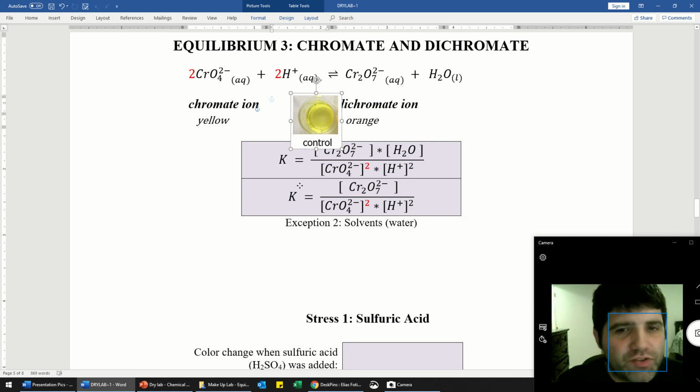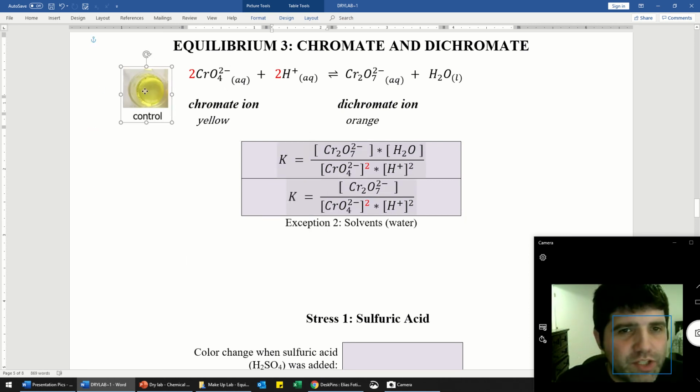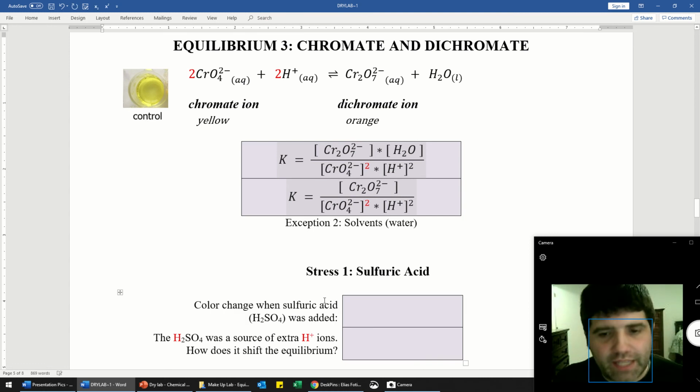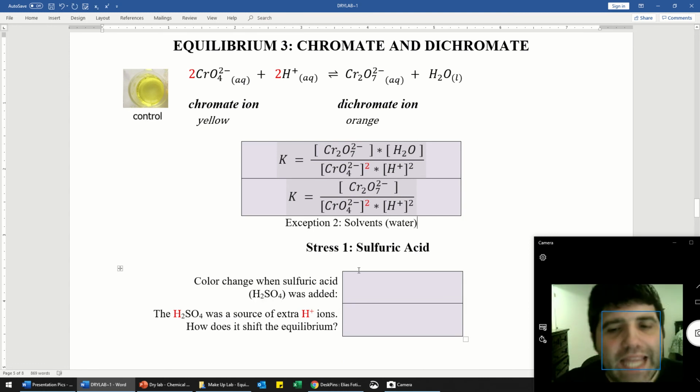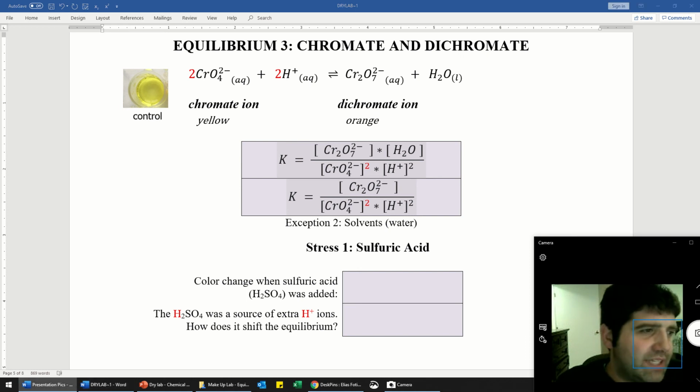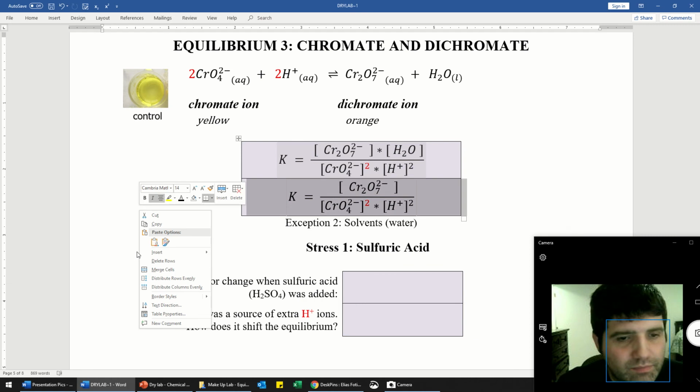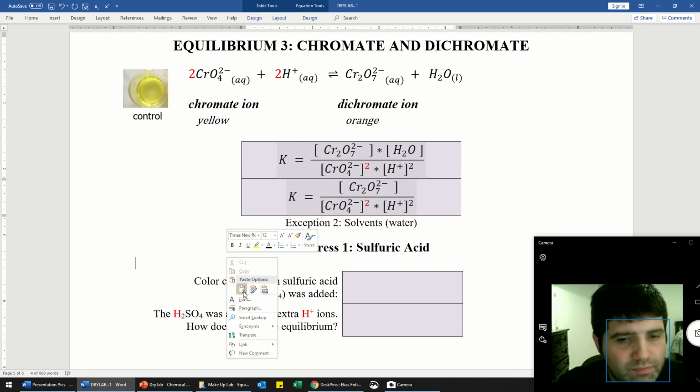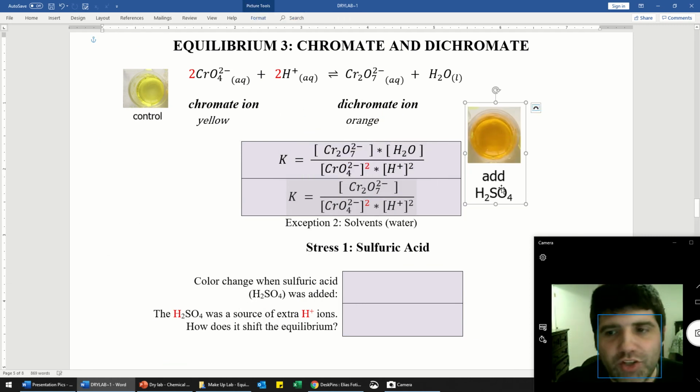Now what we're going to do to stress it is add to it some sulfuric acid. So sulfuric acid adds more H+ ions. When you add that, what's going to happen is it changes into an orange color.